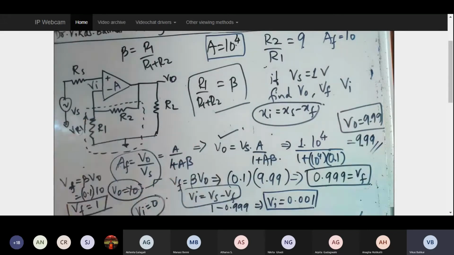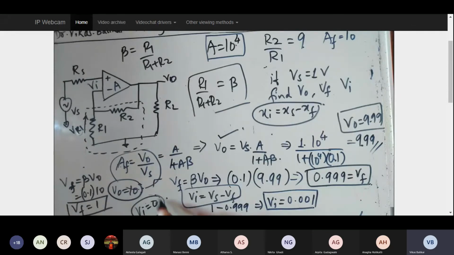Absolutely no way. Why did that 0 come? Because you just rounded off the approximated value. V naught 9.99 you took as 1, VF 0.999 you took as 1. Because of that, I got VI as 0. This is an approximated value, and that's the reason I won't go this way.